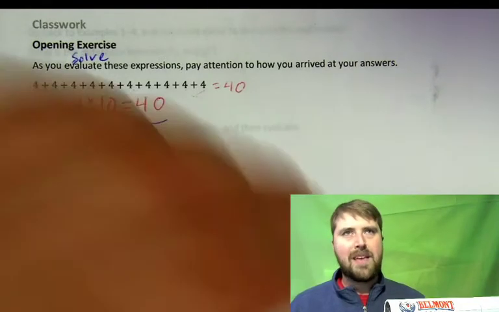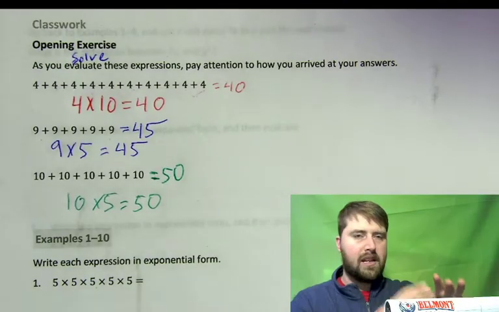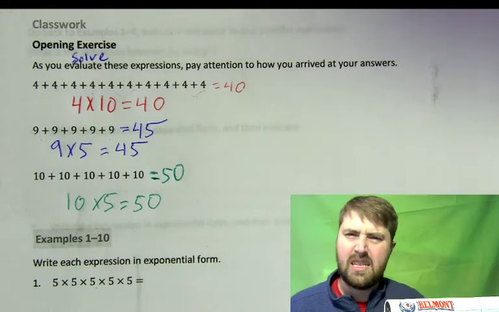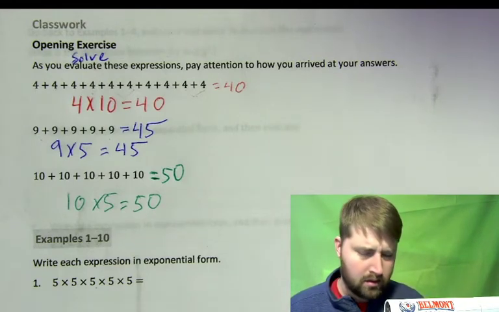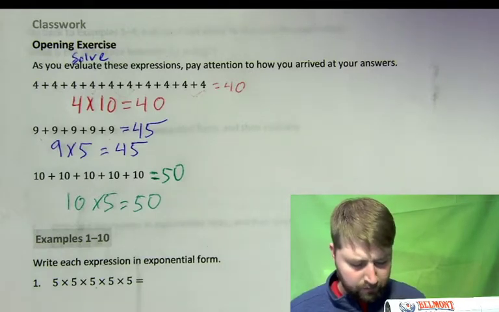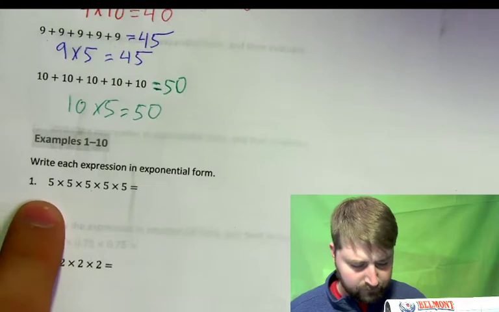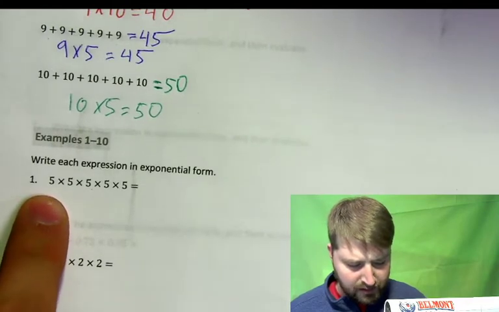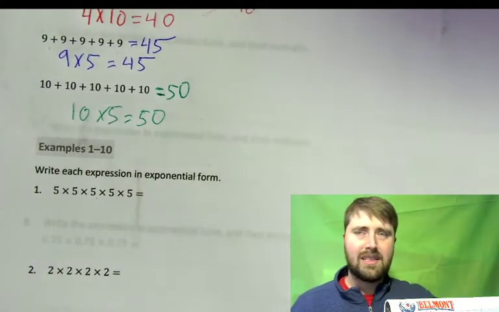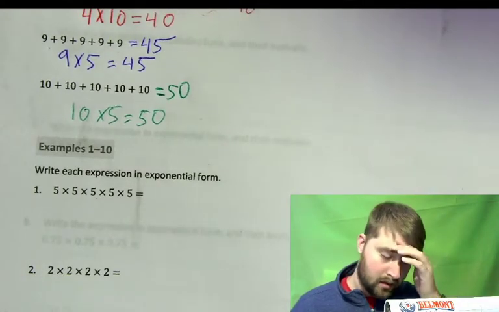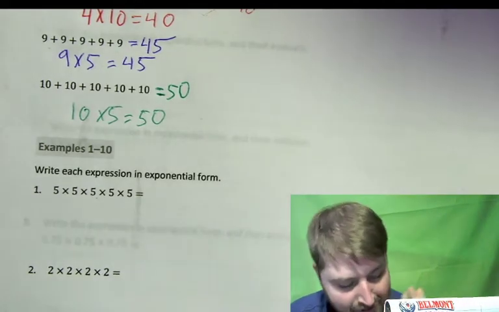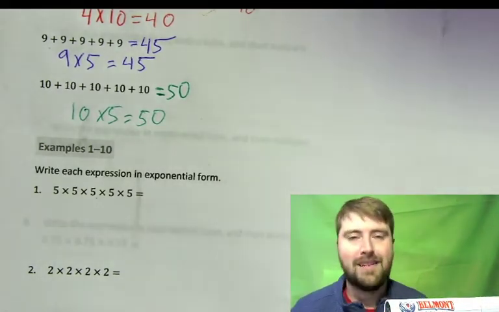So as we're thinking about that process where multiplication is repeated addition, I want you to think, is there a process for repeated multiplication? Moving down here to example one, is there something we could do to write 5 times 5 times 5 times 5 times 5? 5 times itself 5 times. I bet there is. Y'all, get ready. It's super simple.